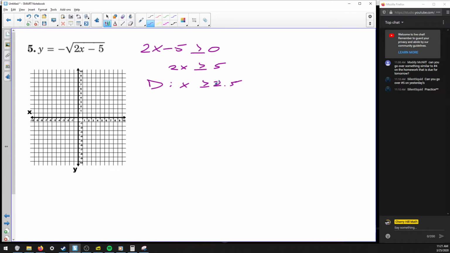As long as x stays over 2.5, then I'm good to go. So that's going to be my domain. Here's my range. And again, this one might be a little trickier. If you're still unsure about range right now, you might want to... Actually, you know what? Let's wait.